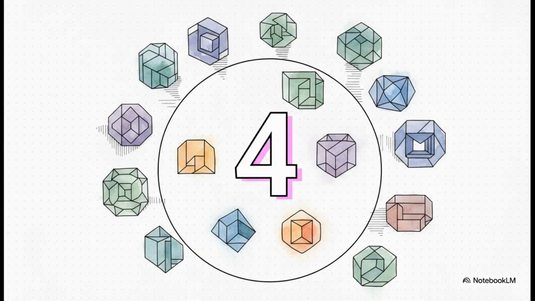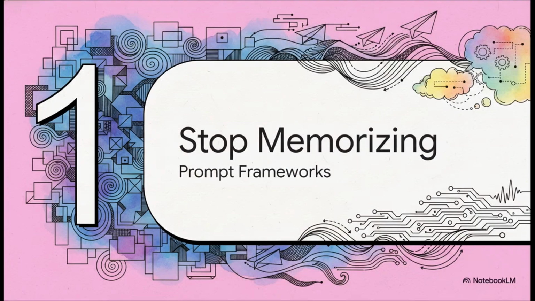Well, look, that is absolutely not your fault. 12 is just way too many to keep in your head. Honestly, you don't need 12. You really only need 4. So it's time to stop memorizing prompt frameworks. These 4 core patterns are going to cover about 90% of what you actually do with AI day to day. And once you've got them down, you literally stop overthinking the prompting part and you just start using it.